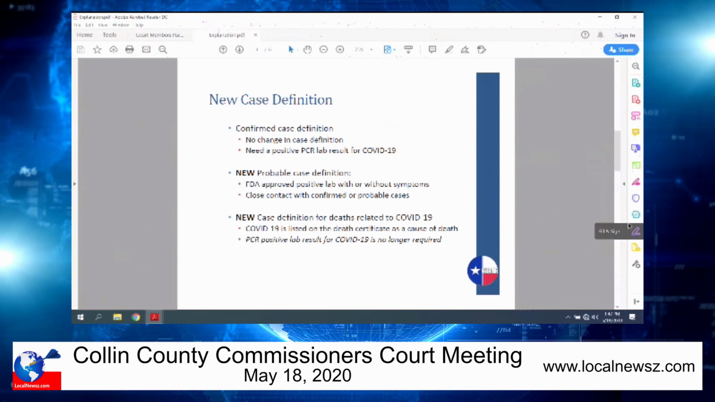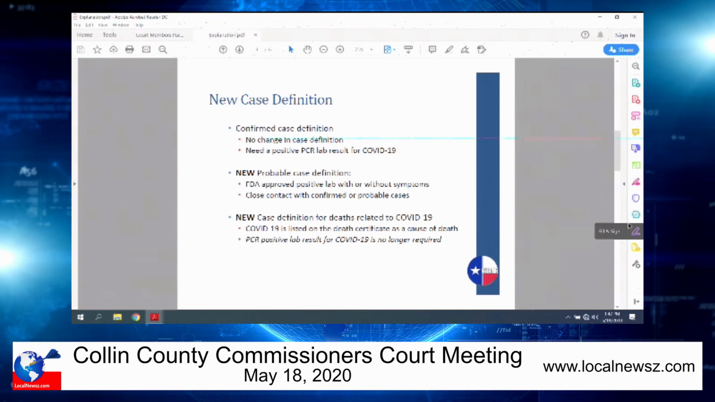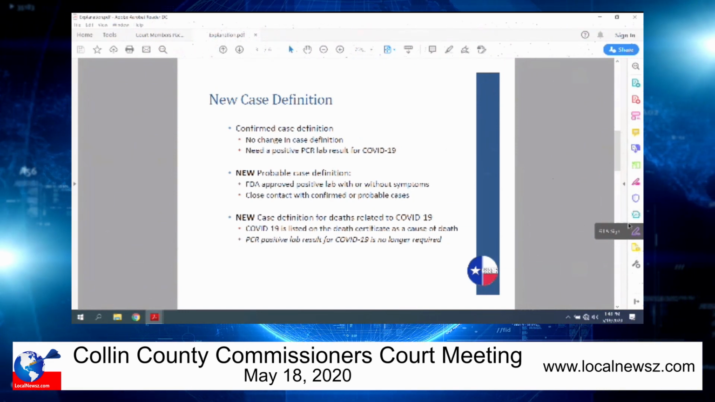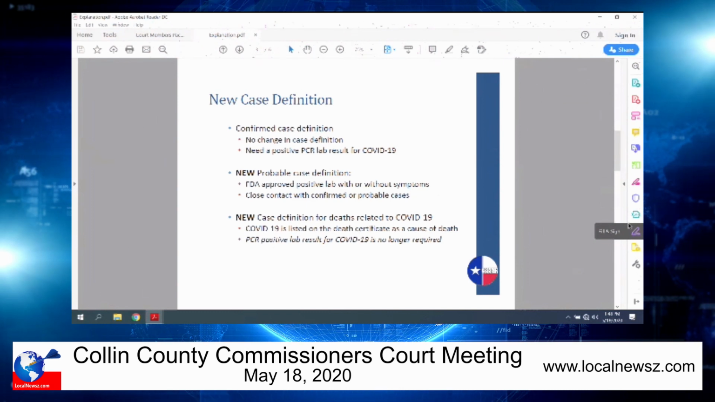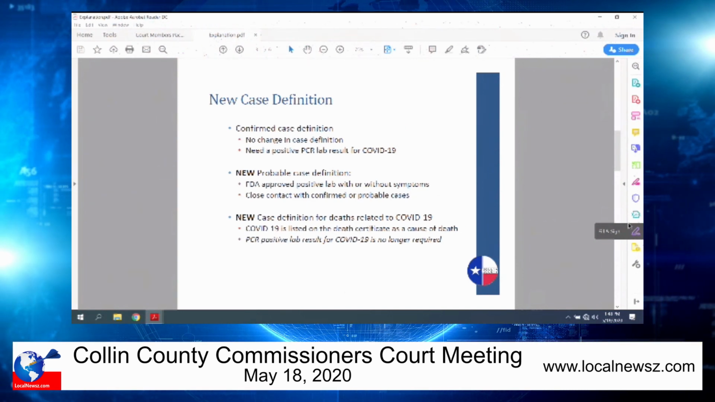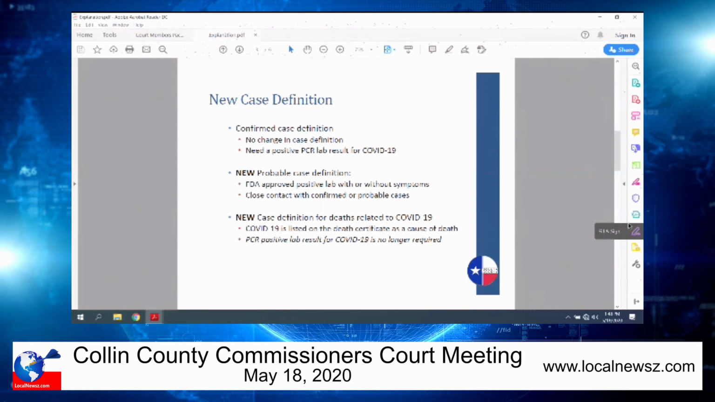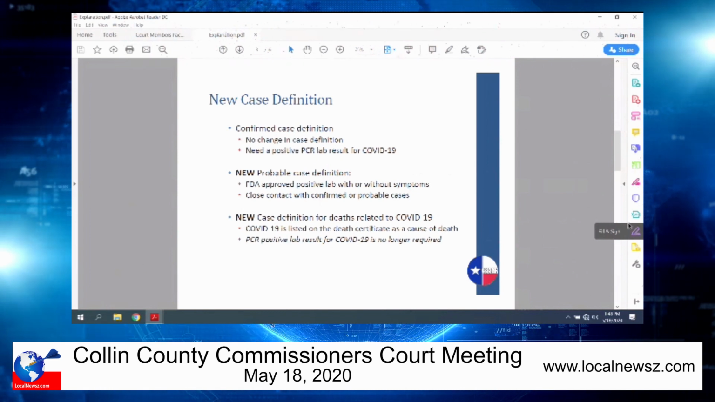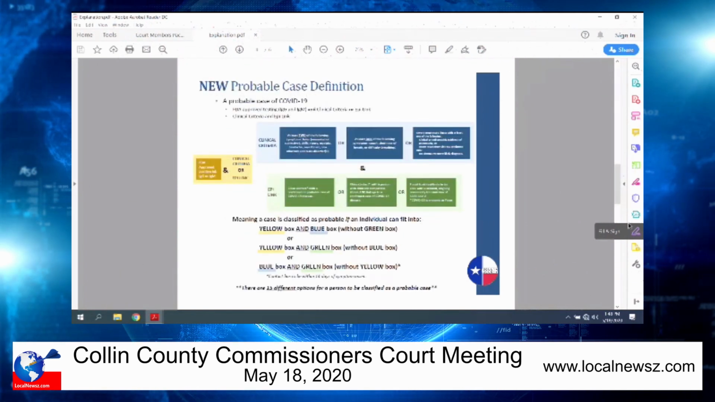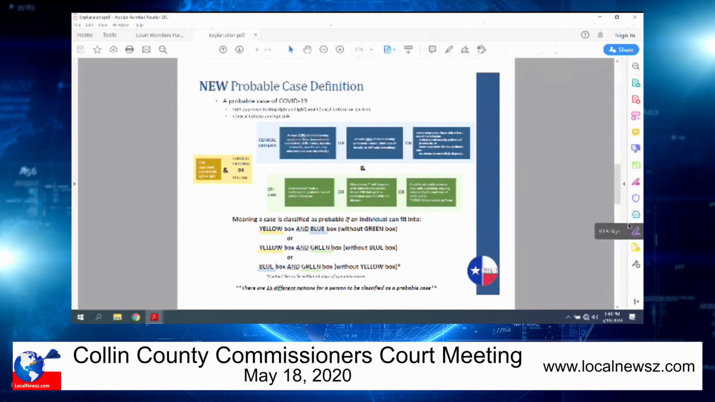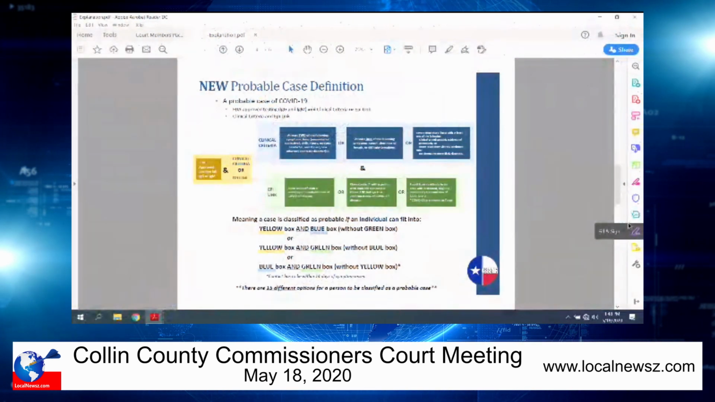They also updated the definition for deaths related to COVID-19. Previously, prior to this definition, it was only if you had a positive PCR result that you would be counted as someone who died related to COVID-19. Now that lab testing is no longer required to be counted towards that. So that's just the language for the definition, and this next slide, the new probable case definition.